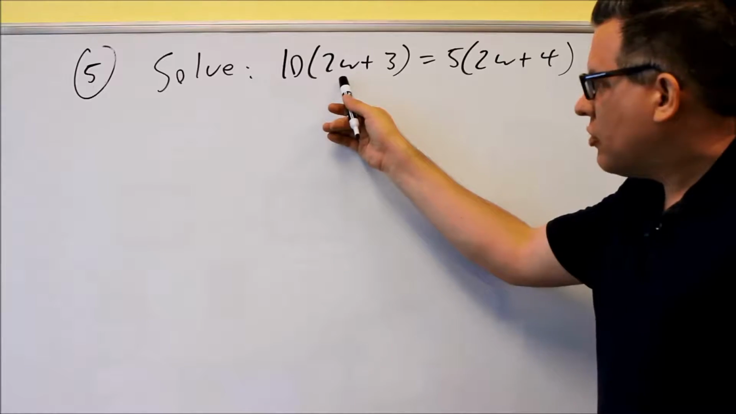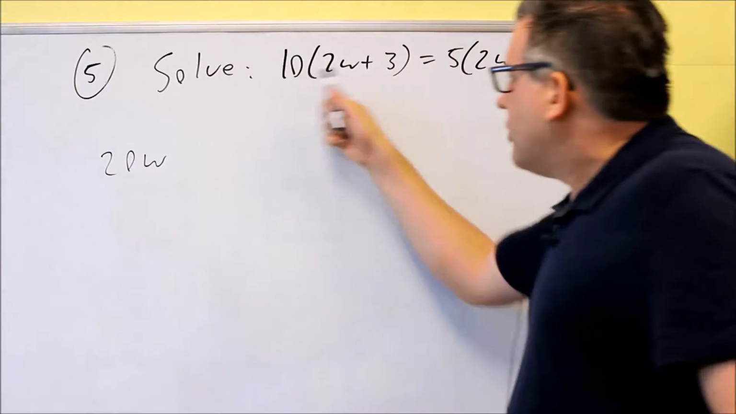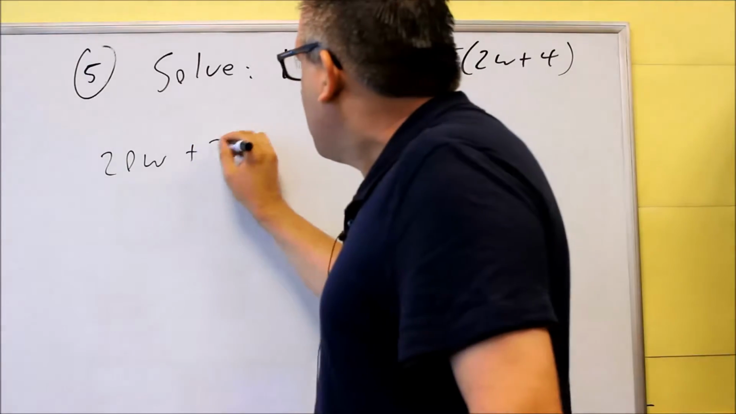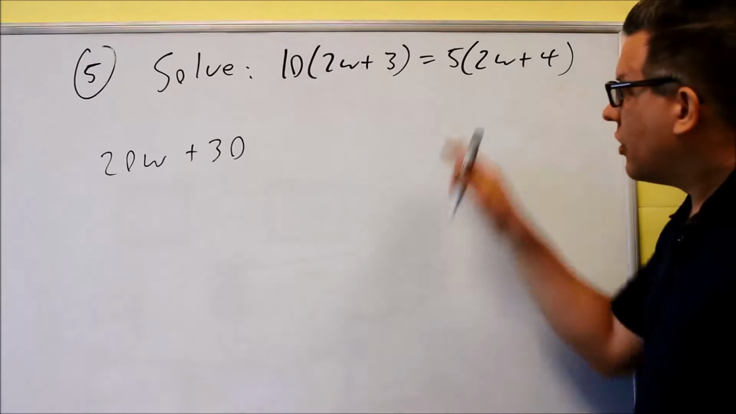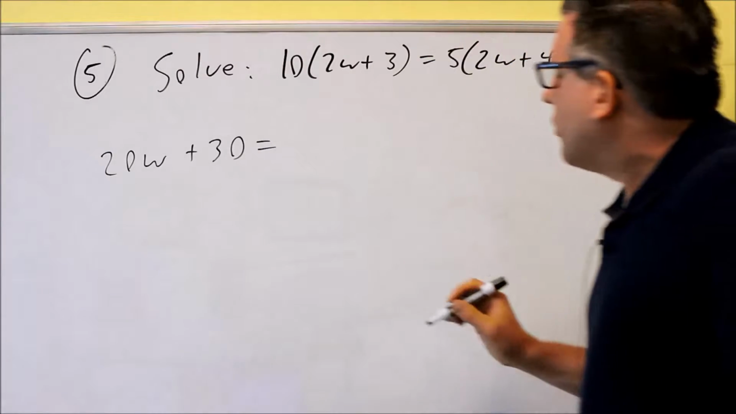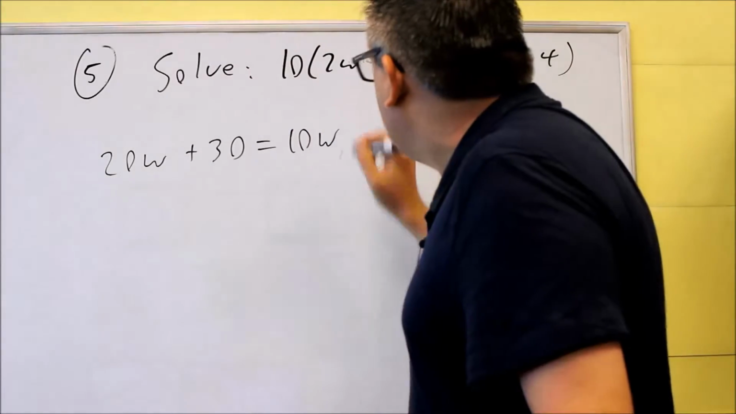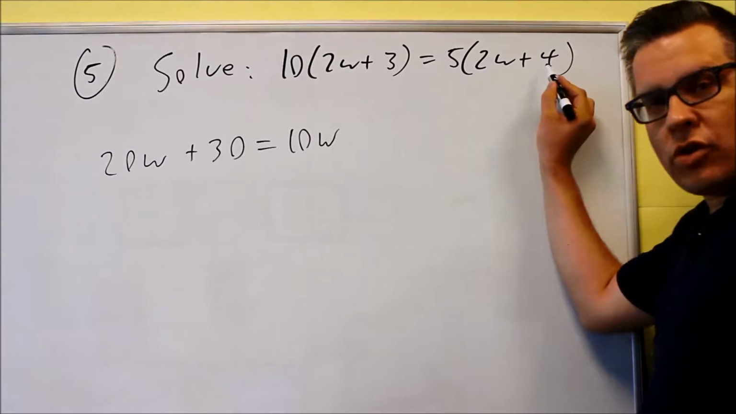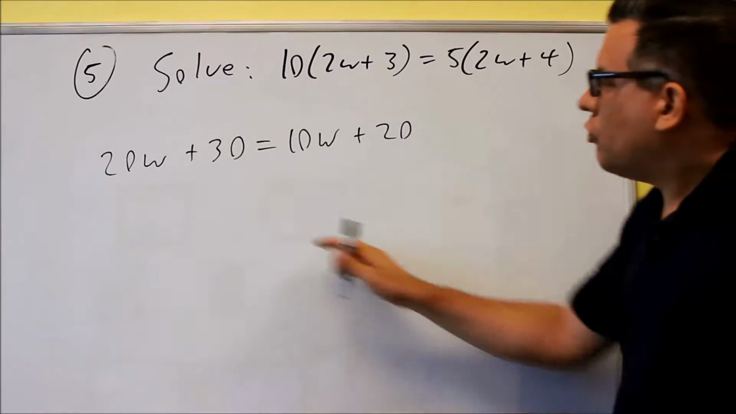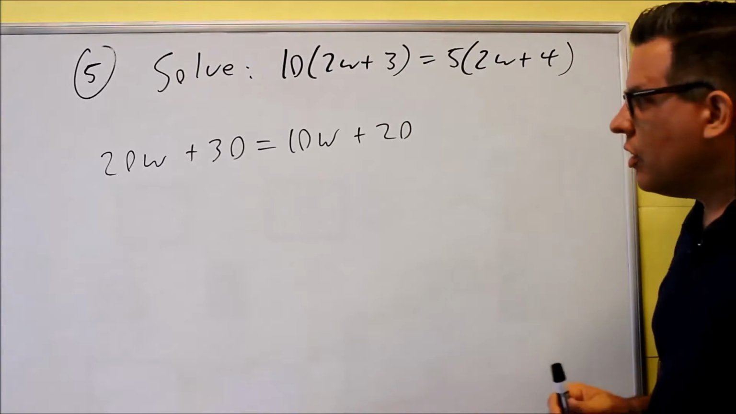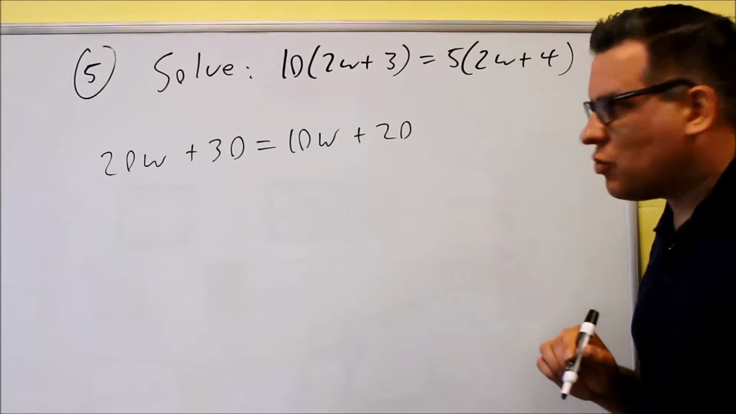Let's do 10 times 2w, that's 20w. 10 times 3 is 30. Okay, so 20w plus 30 we get on the left-hand side. Let's look at the right-hand side. We've got our equals. 5 times 2w is 10w. 5 times 4 is 20. Okay, so now we've multiplied both of them through. That takes us down to this, and now this looks like the problem we just did before this one.